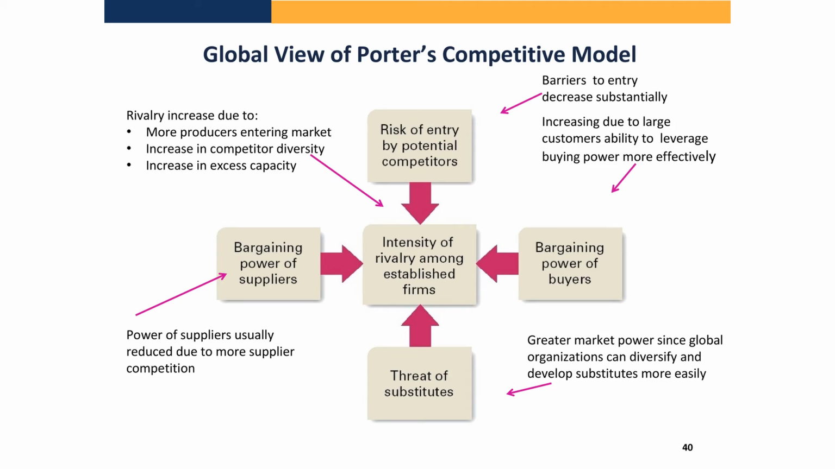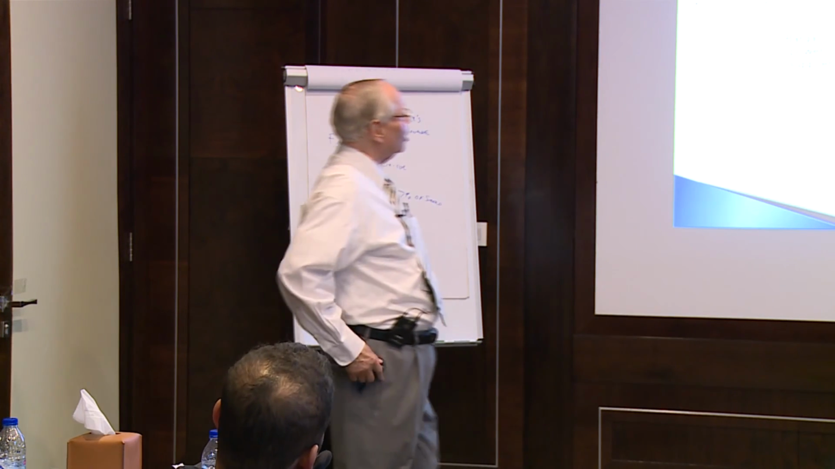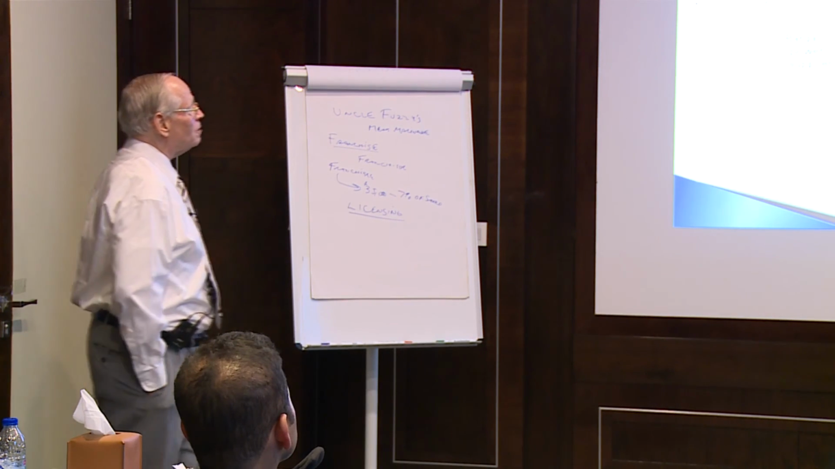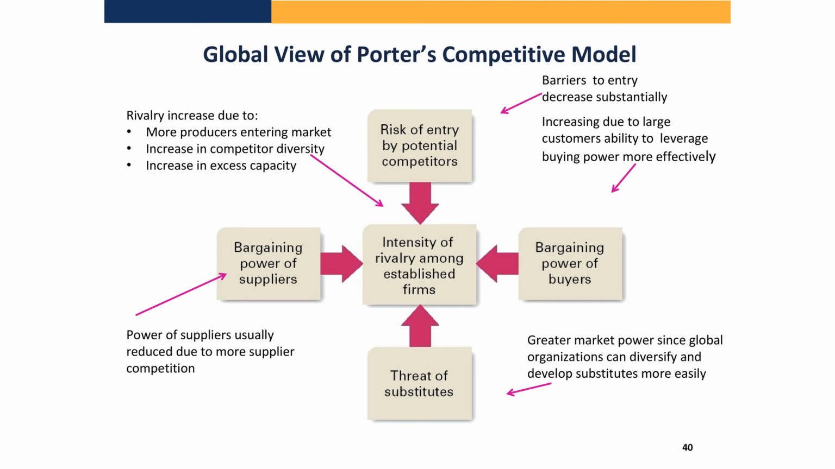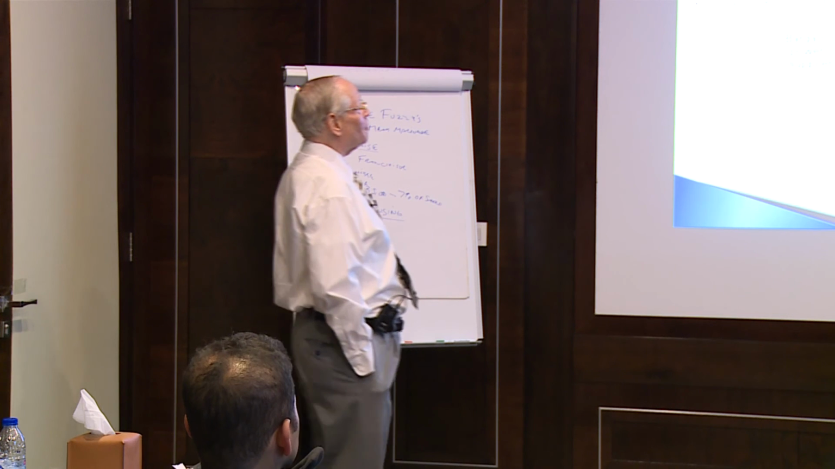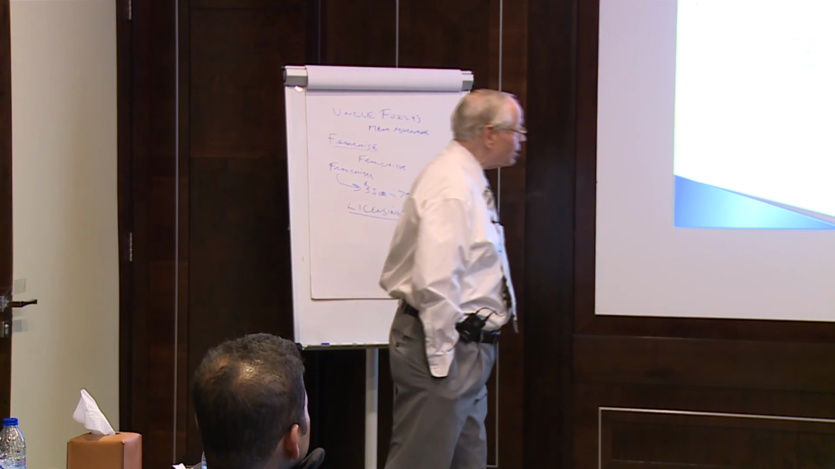Global view of Porter's competitive model. The only difference here, when you go global, is the overlay: the intensity of rivalry among established firms increases because there's more producers entering the market, there's an increase in competitive diversity, and an increase in excess capacity.